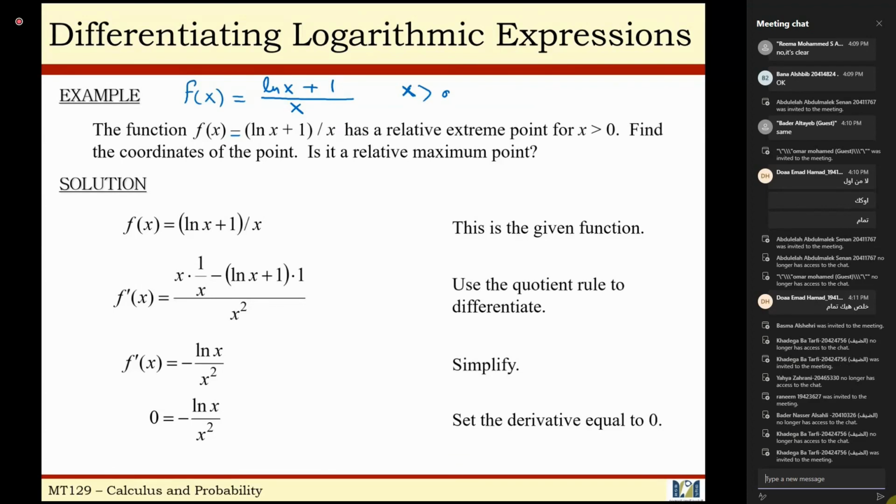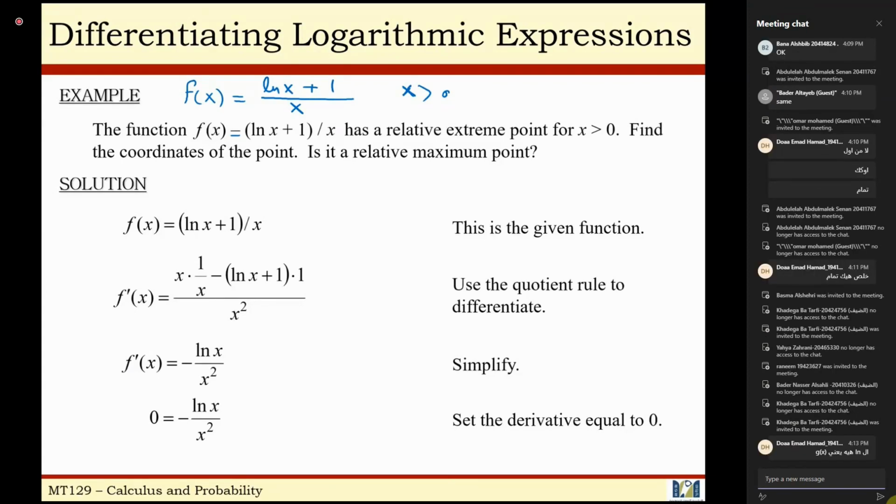If we need to find the maximum or minimum, firstly we need to find the critical points. How can we find the critical points? How can we find the critical points?